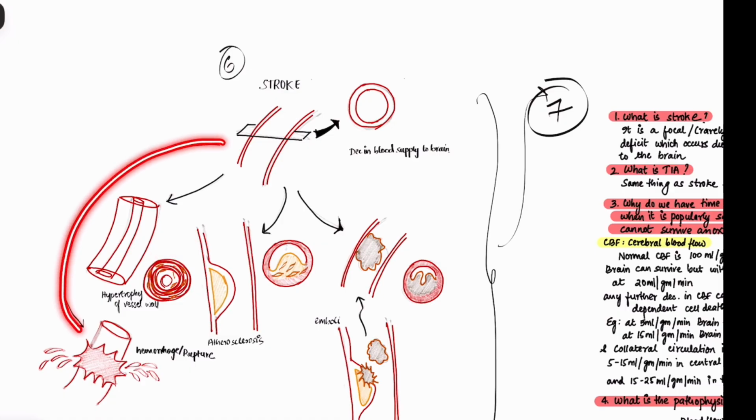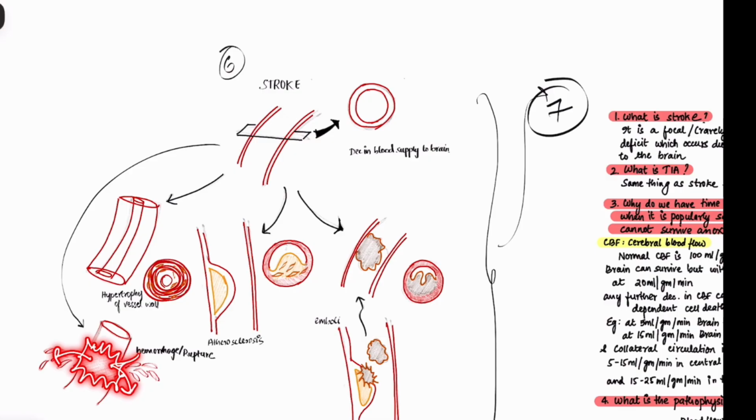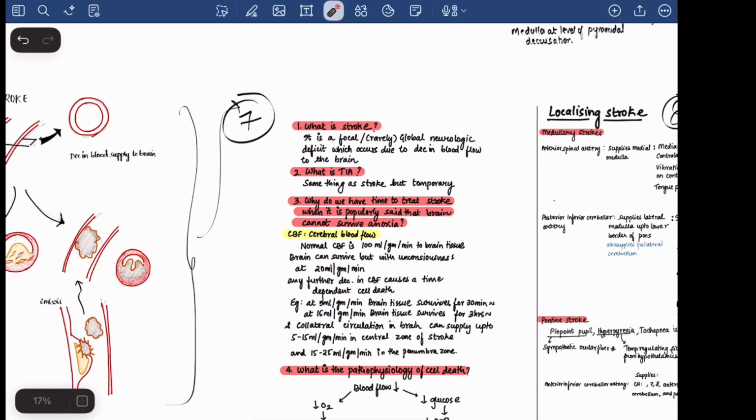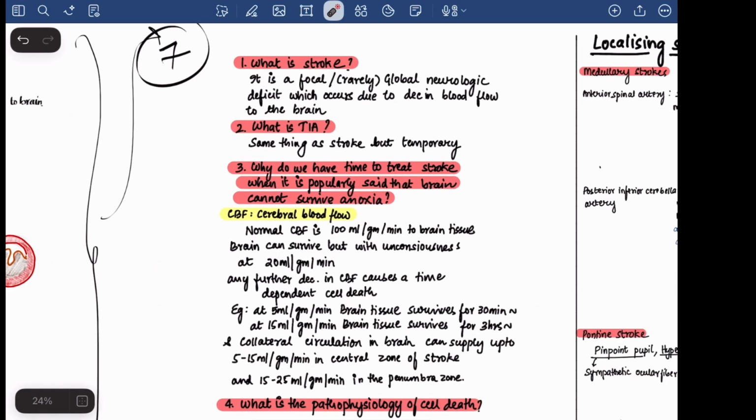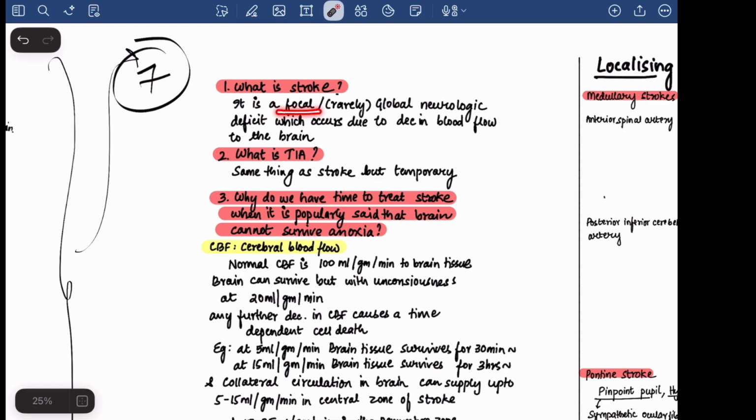And then there is also another cause, which could be hemorrhage or rupture. That is, if the blood vessel supplying the brain ruptures and the blood leaks out, there will be less amount of blood going to the brain, right? But for the purposes of our further discussion, I would more concentrate on the ischemic kind of stroke, right? So in more professional terms, stroke is a focal or rarely global neurological deficit which occurs due to the decrease in blood flow to the brain.